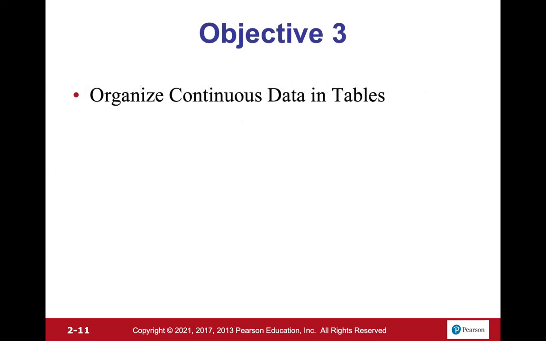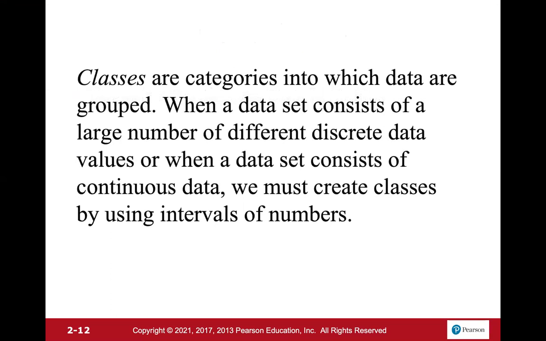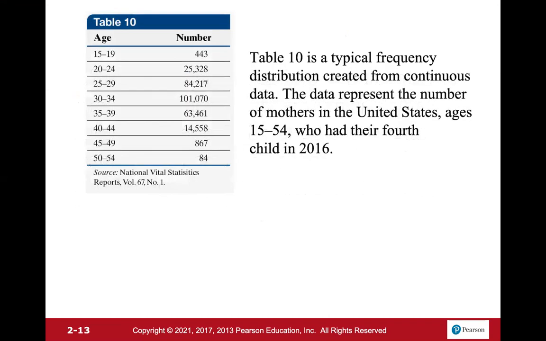Now we're going to organize continuous data in tables. So, organizing continuous data. All right, so classes are categories in which data are grouped. When a data set consists of a large number of different discrete data values, or when a data set consists of continuous data, we must create classes by using intervals of numbers. So again, we don't want a huge long table with a bunch of different values if it's not going to organize the data for us.